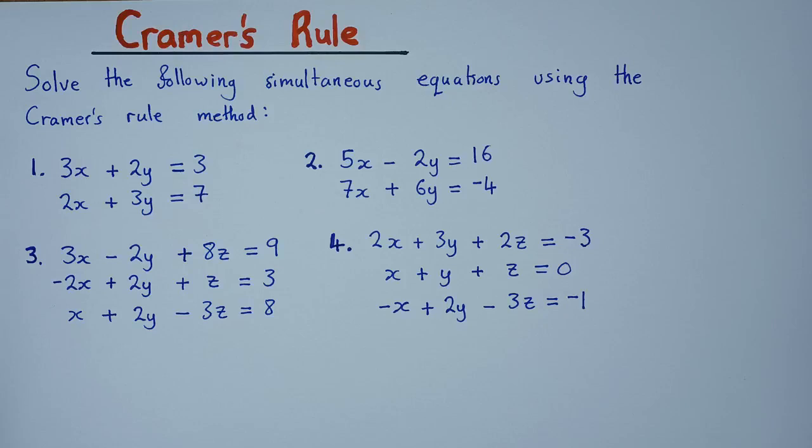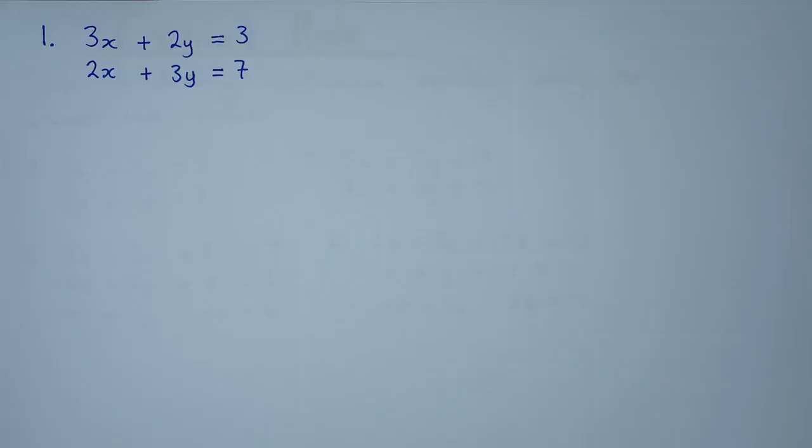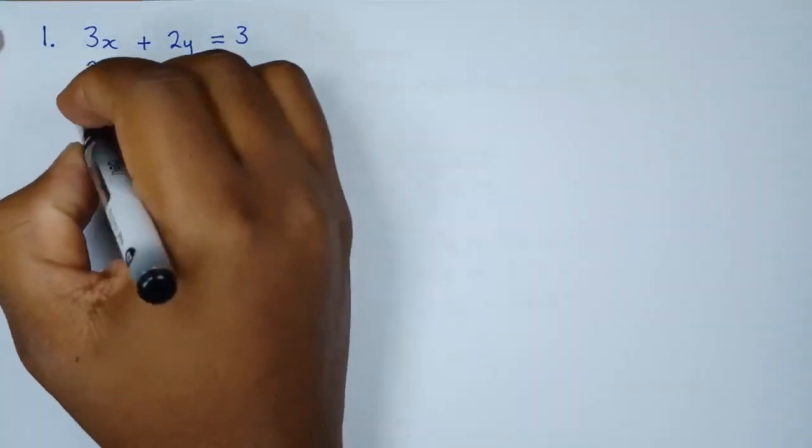Okay, so we have some examples. The first two examples are representing 2 by 2, two variables, and the second two examples are representing 3 by 3, three variables. So let's start with the 2 by 2s. Okay, so here's our first example. So what we're going to do is we're going to form a matrix.